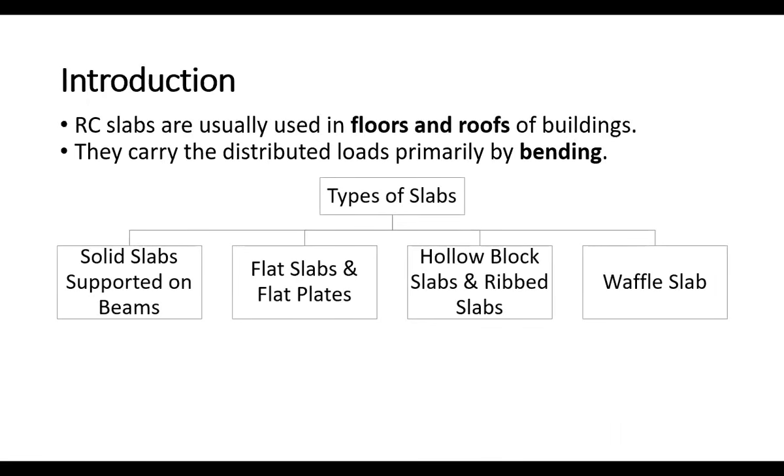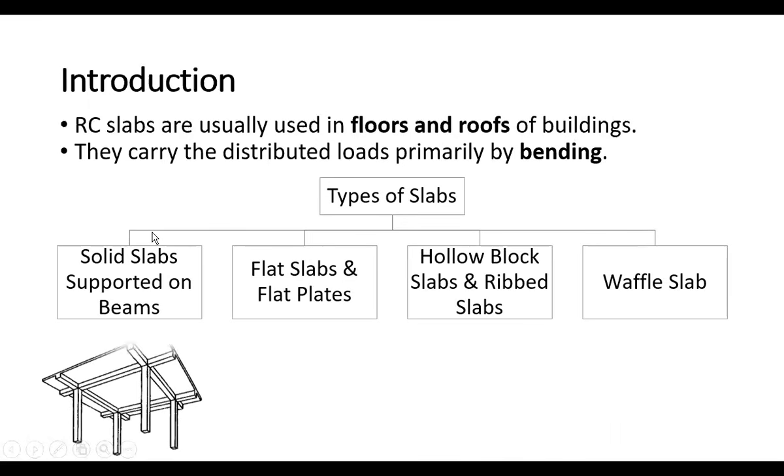There are different types of slabs you will see. The first type is solid slab supported on beams, and we'll concentrate on this type in this lecture. In the solid slab supported on beams, the load will be transferred from the slab to the beams, and the beams will transfer the load to the columns.